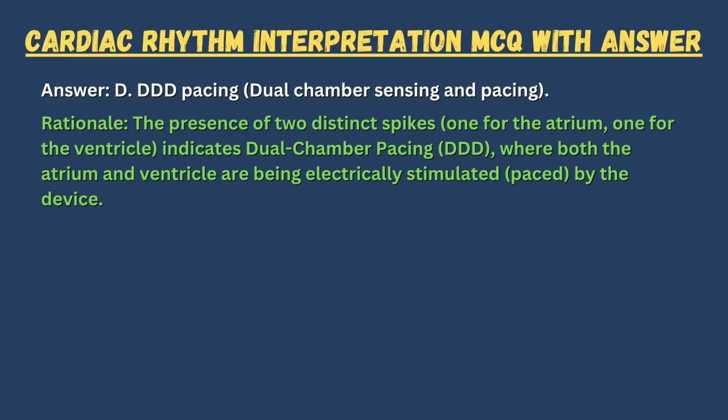Rationale. The presence of two distinct spikes, one for the atrium, one for the ventricle, indicates dual chamber pacing, DDD, where both the atrium and ventricle are being electrically stimulated, paced, by the device.